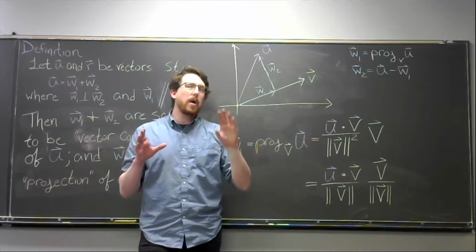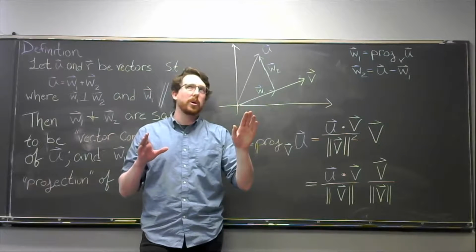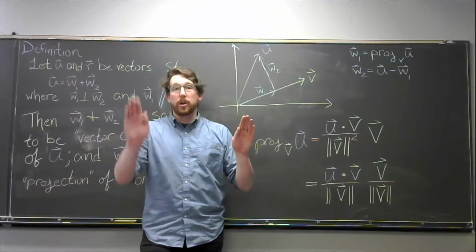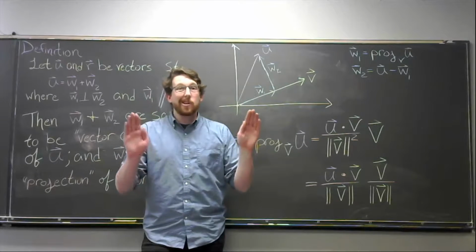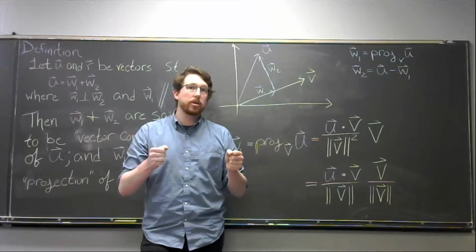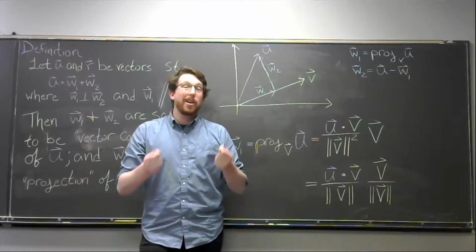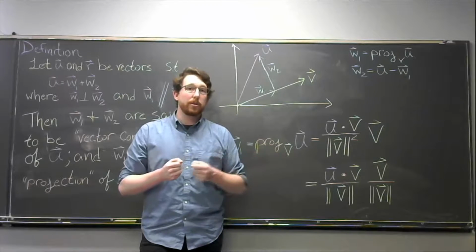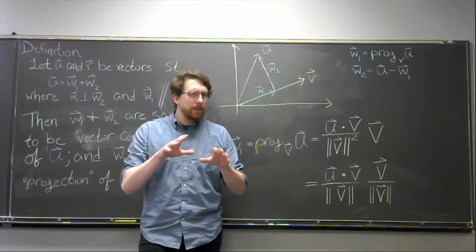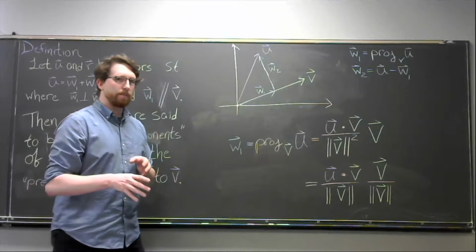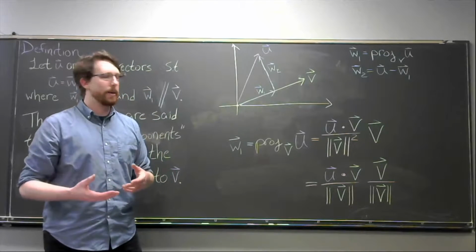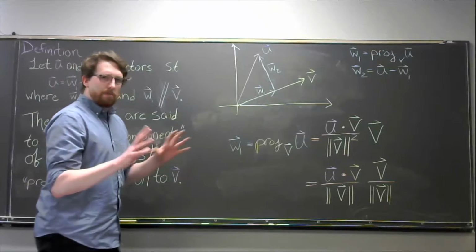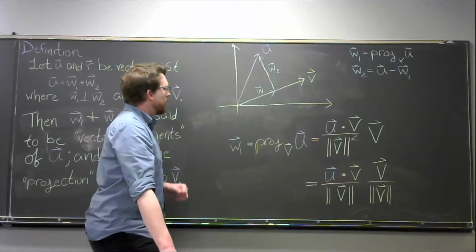Now, I want to be able to talk about the parts of u that are in the direction of v. We're going to call that part of u w1. And then we're going to say, well, there's a missing chunk of u now. We're going to call that w2. But notice w2 has to be perpendicular. And this is all we're doing, right? So, okay, kind of makes some sense.